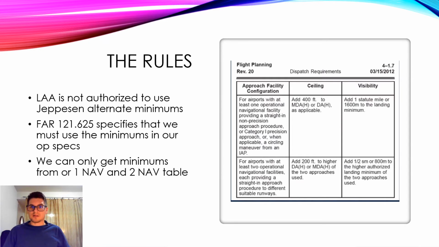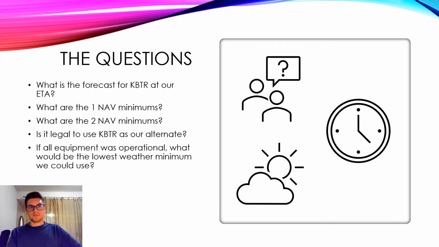In our op specs, chapter 4, 1.7, we can get our minimums from a 1 nav or 2 nav table as shown here. And we'll talk about how to figure out what each one does as we go on. With all this information, we are left with some questions that we need to answer. So first we need to figure out what the forecast is going to be at our alternate for our ETA there. We need to figure out what the 1 nav minimums are. We need to figure out what the 2 nav minimums are. And that will help us determine if it's legal to use Baton Rouge as an alternate. And then, if all equipment was operational, what could we use to lower those minimums? So let's take a look.